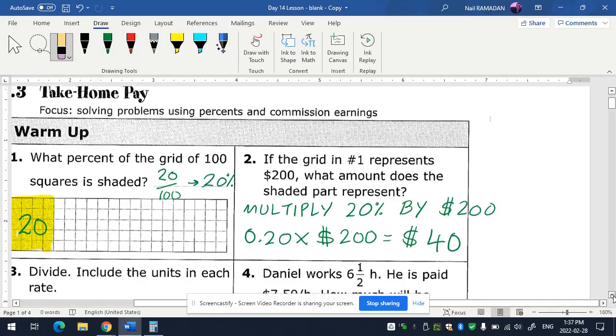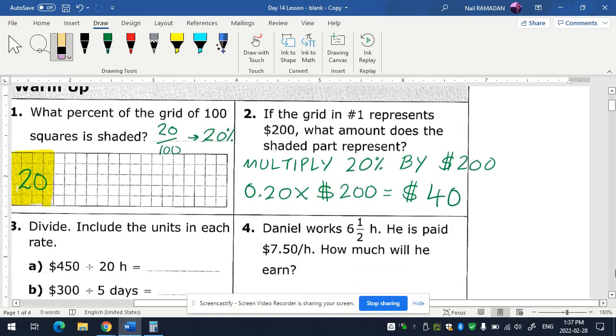Okay? Remember, it's very important to understand the meaning of when someone says, what is such percent of something? So, for example, what is 30% of 70 cars outside? Then you say, oh, easy. I'll take the 30%, I'll make it a decimal, so it's 0.30, and then you multiply it by the 70 cars outside. Always like that.